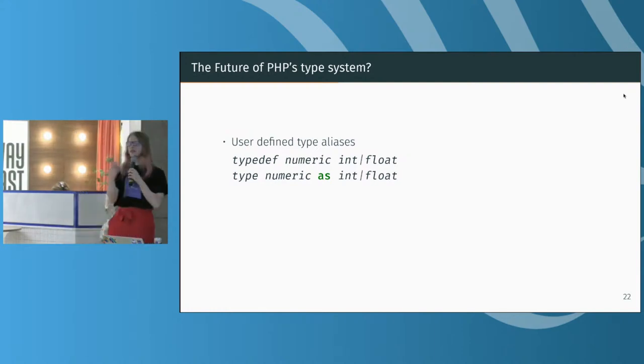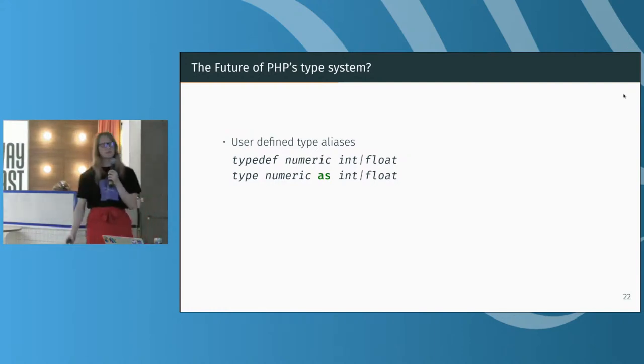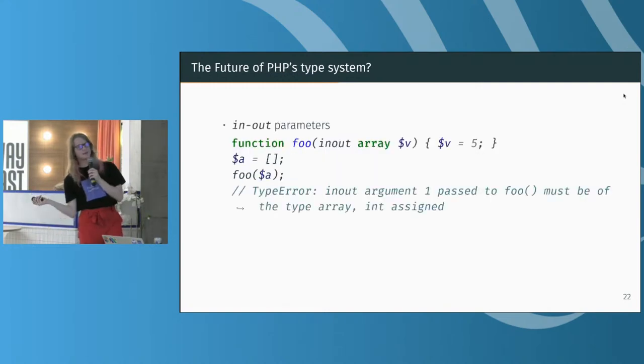These are just two ideas of how maybe to write them. Yeah, typedef numeric int float. That feels like how C does it, and I don't find it very intuitive because I always think the first part is what I'm replacing it with, but I don't know.